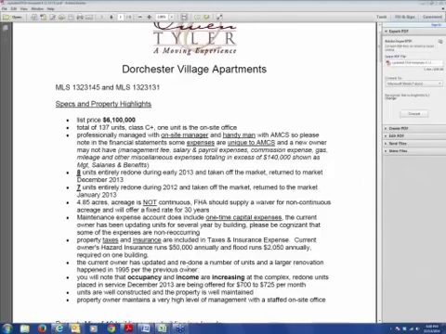Now, the current owner has updated and redone a number of the units, and a large renovation happened in '95 per the previous owner. '95, guys, that's 20 years ago. That's a lifetime ago. Who cares about the rehab in '95? Everything's going to need to be redone. Carpets don't last that long. You will note that occupancy and income are increasing at the complex. Redone units placed in service in December 2013 are being offered for, now remember this number, $700 to $725 per month. Okay? Units are well constructed and the property is well maintained. Property owner maintains a very high level of management with a staffed on-site office. Okay, great.